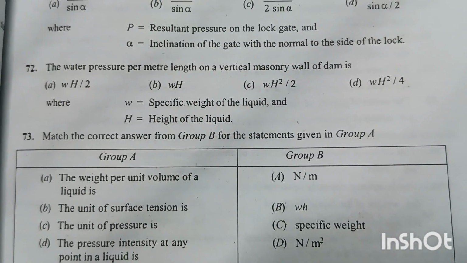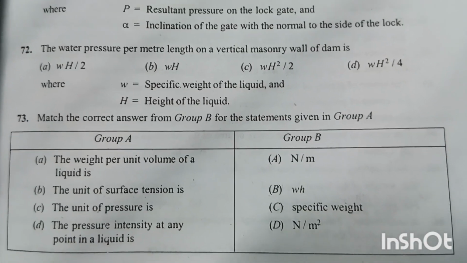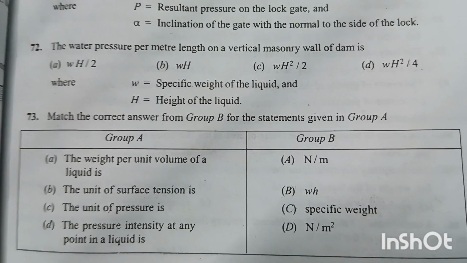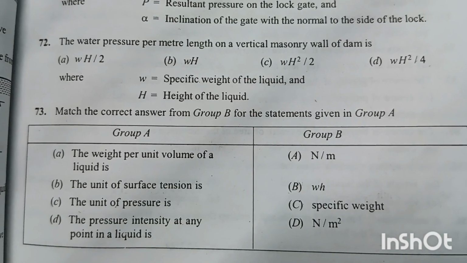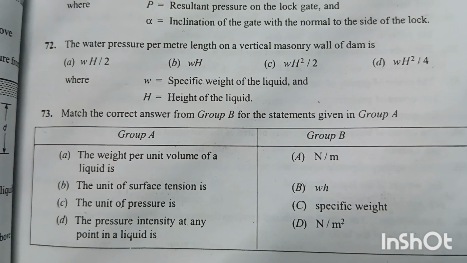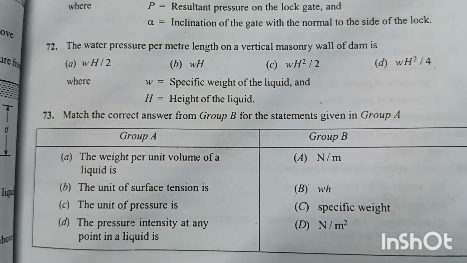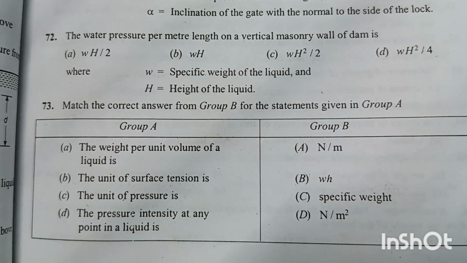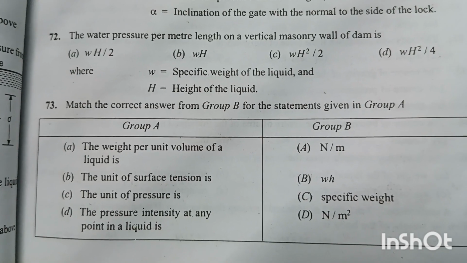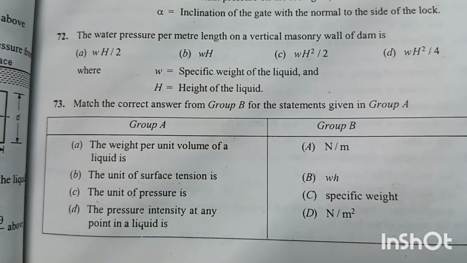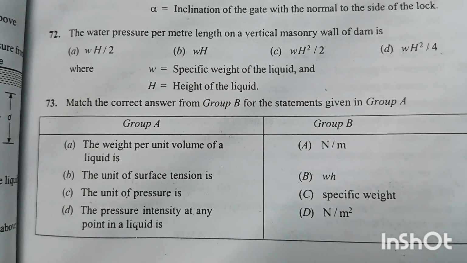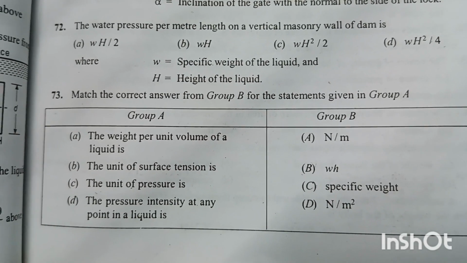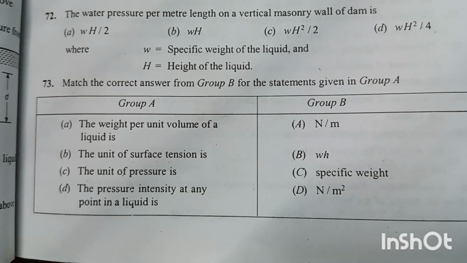Question number 73. Match the correct answer from group B for the statements given in group A. In group A, question A, the weight per unit volume of a liquid is specific weight or weight density. In group B, it will be option C. Next, question B, in group A, the unit of surface tension is Newton per meter. Option A in group B. Question C, in group A, the unit of pressure is Newton per meter square. Option D in group B.